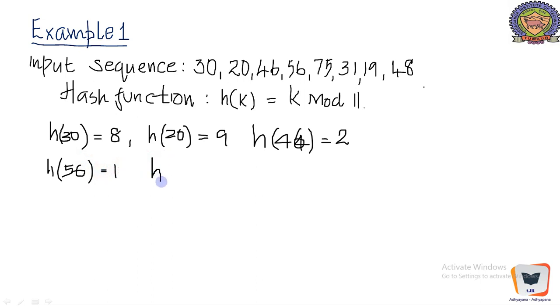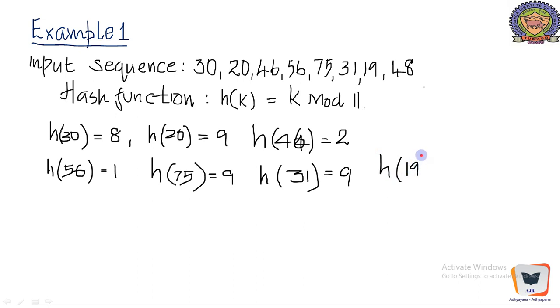And h(75): 11 6s are 66, it is 9 again. And h(31): 11 2s are 22, it is 9 again. And h(19) is 8, and h(48) is 4. This is how we calculate.